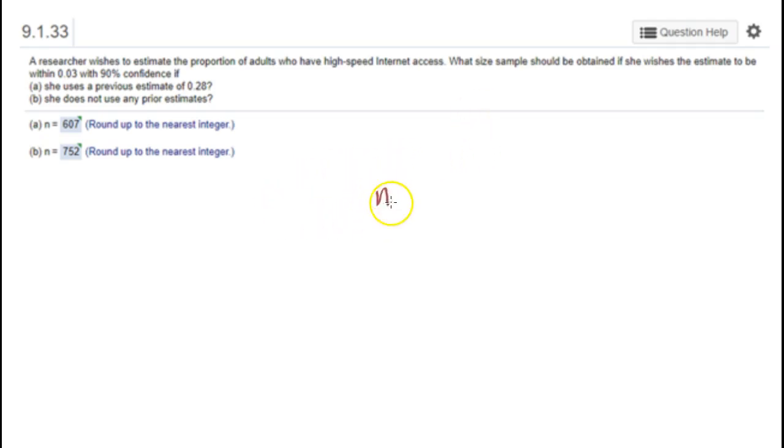Let's see. N equals, oh, let's put it over here. So if we have a prior estimate, we would use the equation N equals P hat times 1 minus P hat, and Z alpha over 2 over E. E is the margin of error.